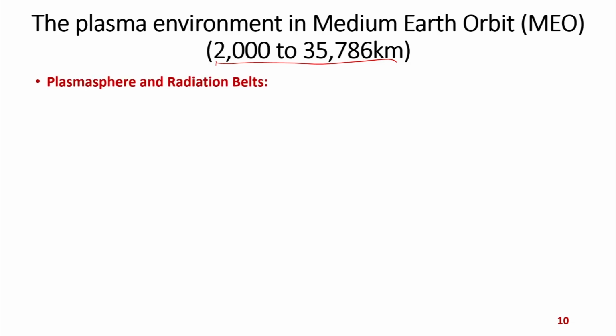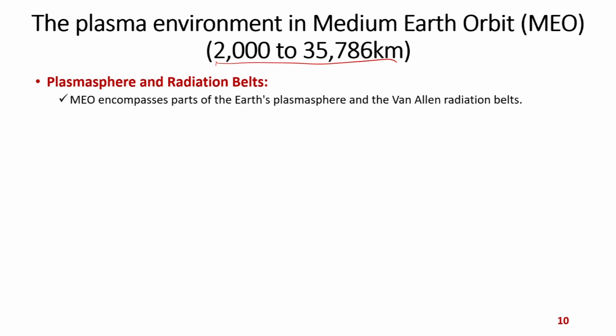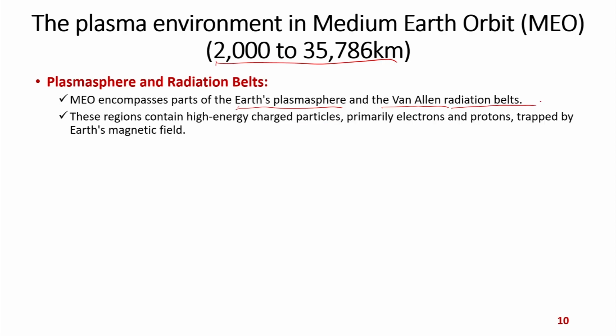Here the plasmasphere and the radiation belts are there, and it encompasses part of the Earth's plasmasphere and the Van Allen radiation belts. These regions contain high energy charged particles, primarily electrons and protons trapped by Earth's magnetic field. So, from the point of view of high energy particles, a medium Earth orbit satellite is within the Van Allen radiation belt, so there can be effects like internal charging.